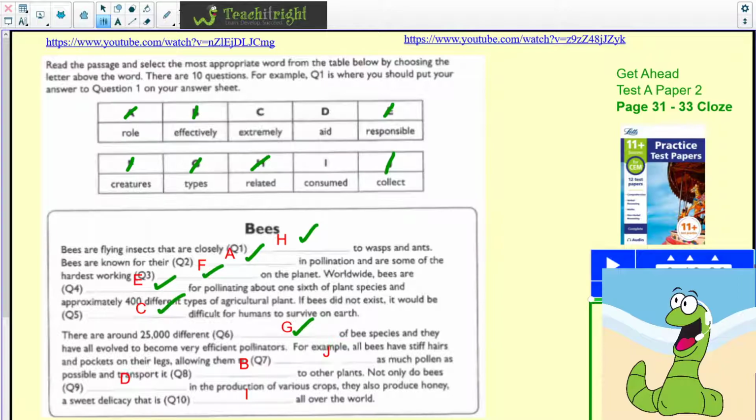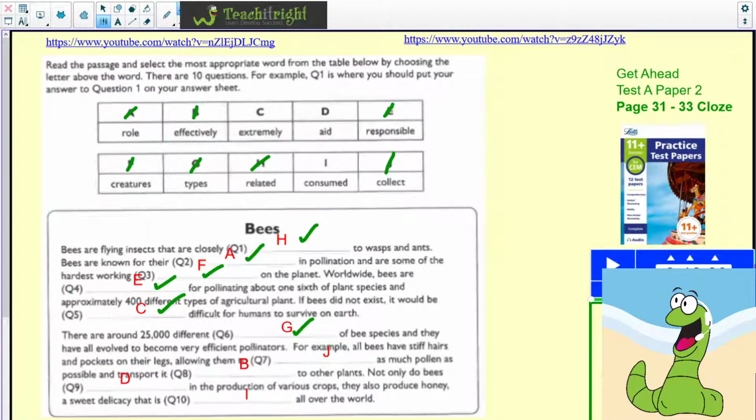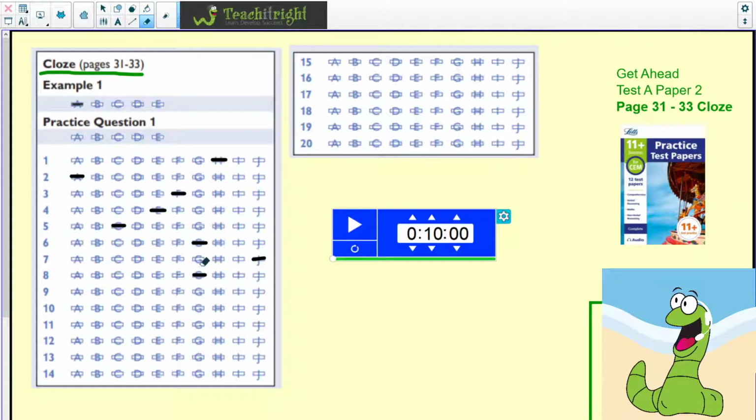Let's go back to the multiple choice sheet. J and G. Let's go and have a little look at, sorry, in actual fact it's B there on that one. Let's mark B down for number 8. There we go.